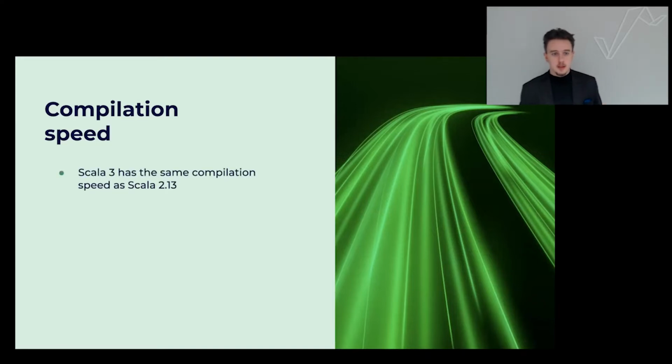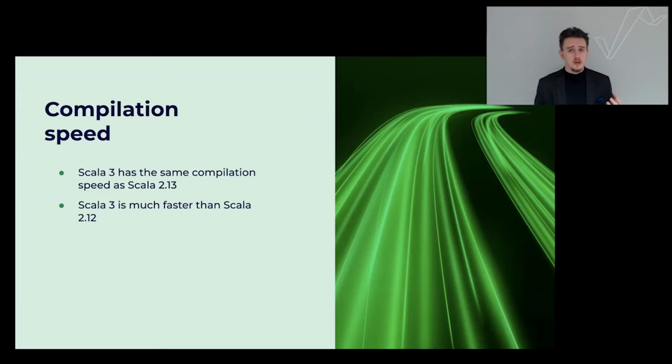Scala 3 has the same compilation speed as Scala 2.13. There are some combinations of features in which Scala 3 is slightly faster than 2.13, but also there are some combinations of features where 2.13 is still slightly faster. But what we can say for sure is Scala 3 is much, much faster than Scala 2.12. And I want to remind you that Scala 2.12 still constitutes the majority of the industry. Most projects still use Scala 2.12. And for those projects, Scala 3 will be a clear speedup.